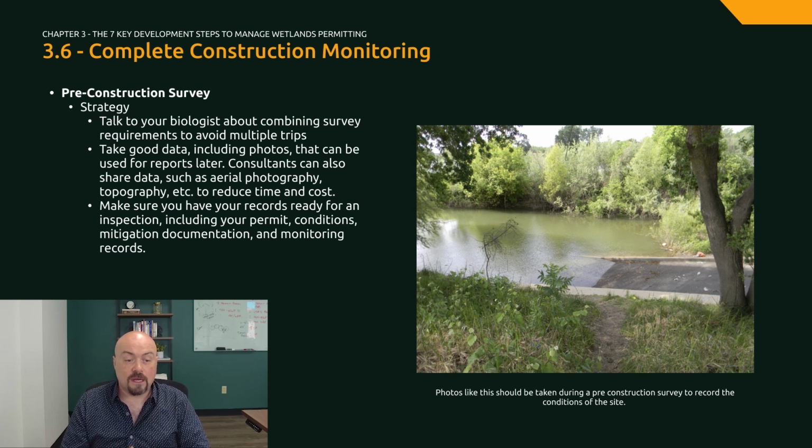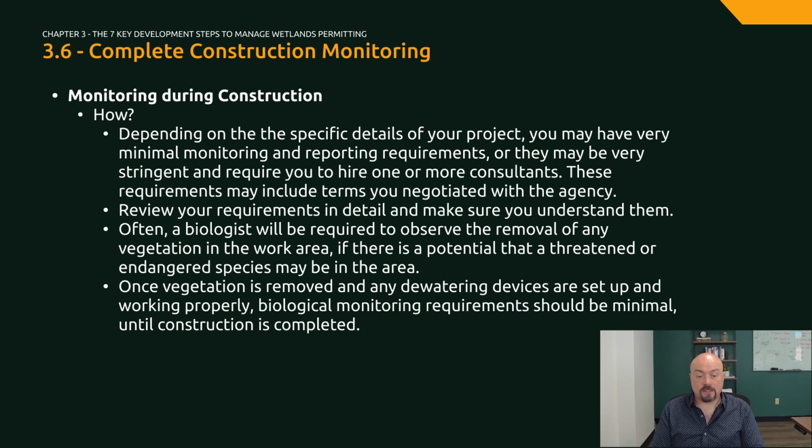Make sure that you have your records ready for an inspection, including your permit conditions, mitigation documentation, and your monitoring records. Depending on the specific details of your project, you may have very minimal monitoring and reporting requirements, or they may be very stringent and require you to hire one or more consultants. These requirements may include terms you negotiated with the agency. Make sure to review your requirements in detail. Often a biologist will be required to observe the removal of any vegetation in the work area if there is a potential that there is a threatened or endangered species that might be there.